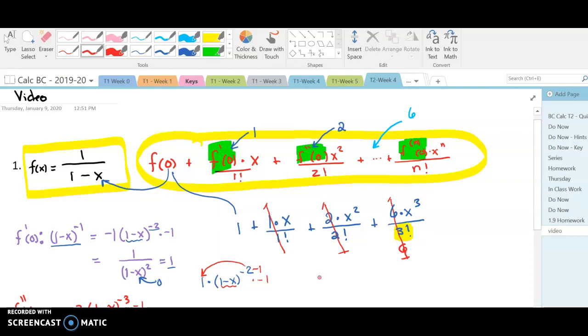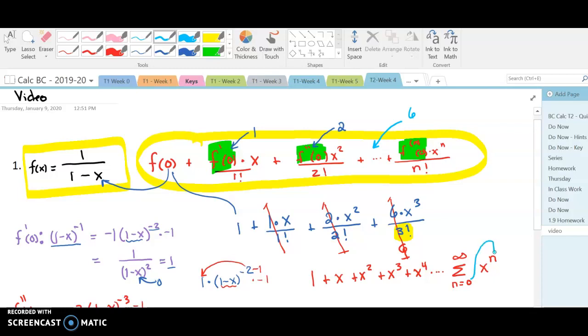And so as I continue, I have 1 plus x squared plus x cubed. Hopefully you see the pattern. I'm also going to have x to the 4th, dot, dot, dot, summation n equals 0 to infinity of x to the n. Now let's just double check to make sure this is the right nth term.